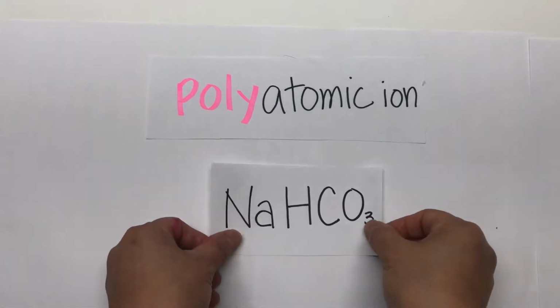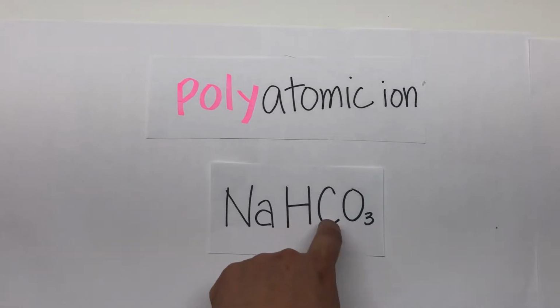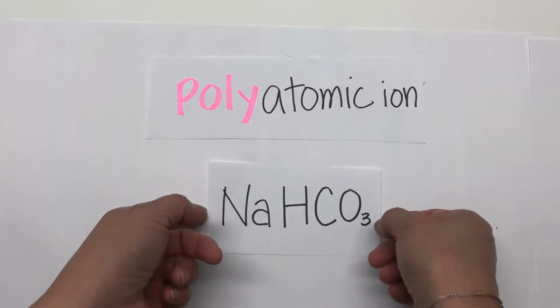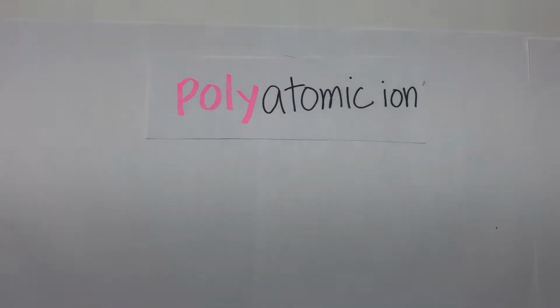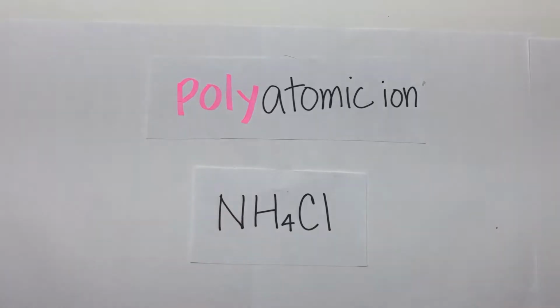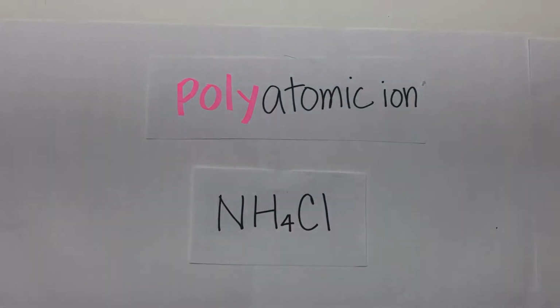First, baking soda. This is a chemical formula for baking soda. How many elements do you see? 1, 2, 3, 4. 4 different kinds, right? These are polyatomic ions, not binary, more than 2. And we have ammonium chloride. How many elements? We have 1, 2, 3 different kinds. So these are called polyatomic ions.